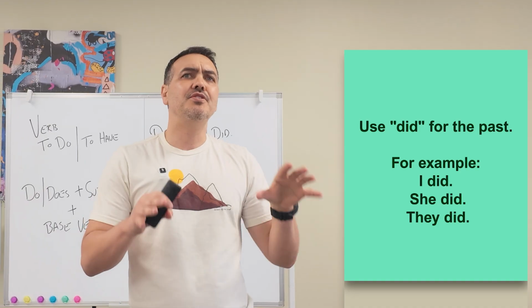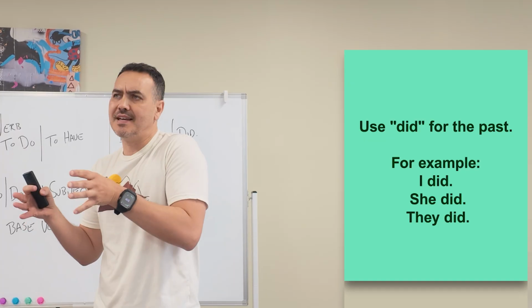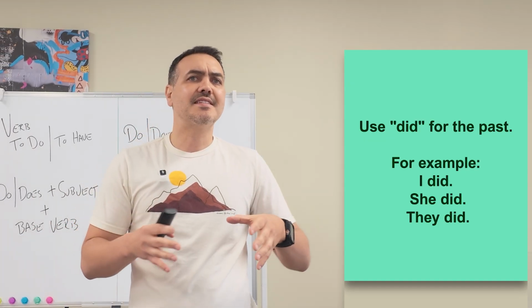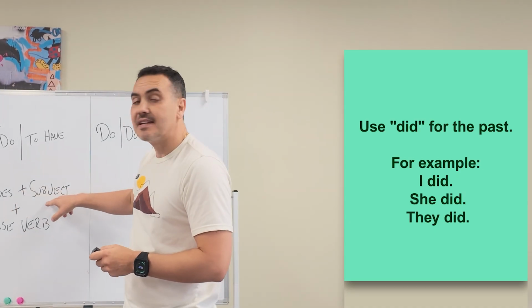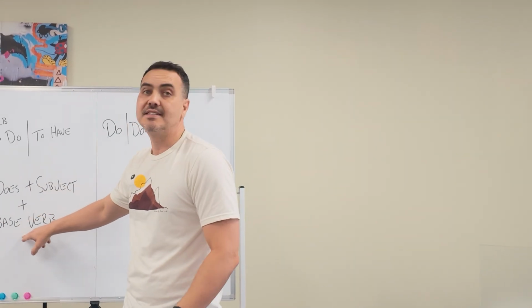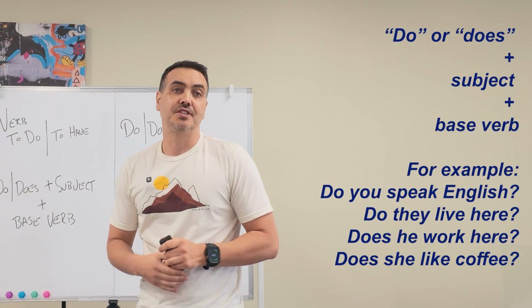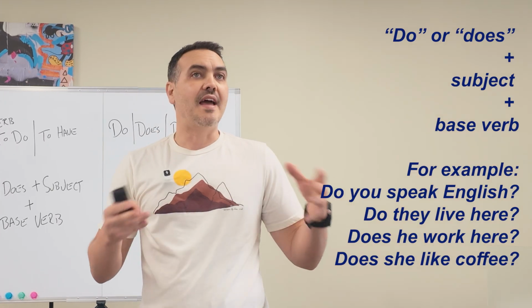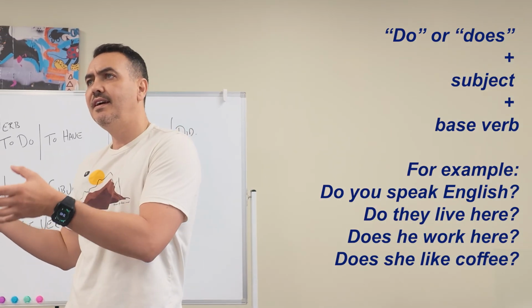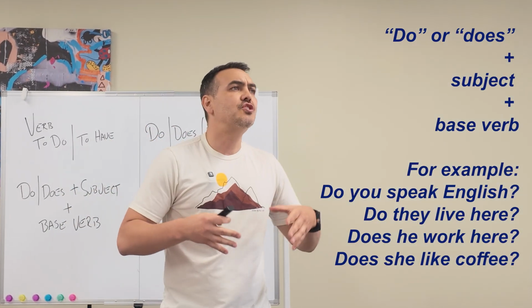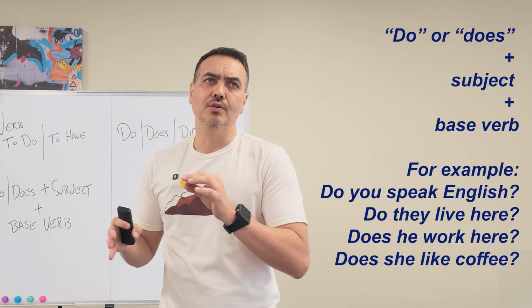As a helping verb, do is mainly used to make questions and negative sentences in the simple tenses, okay? For present simple questions, use do or does plus the subject plus the base verb. For example, do you speak English? Okay. Do they live here? Does he work here? Does she like coffee?